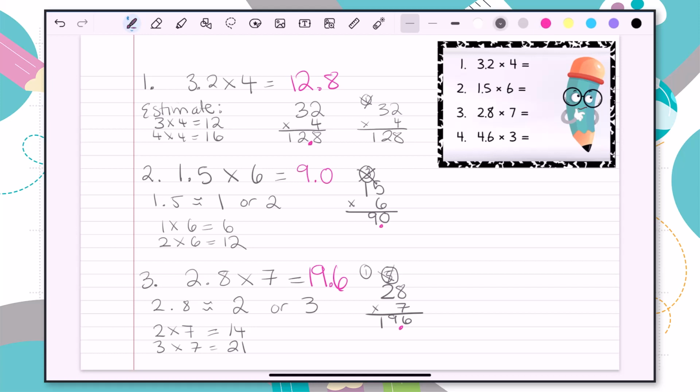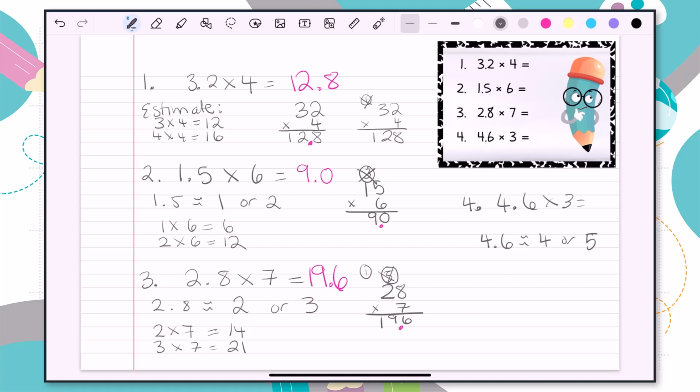All right, let's take a look at number 4, and after number 4, we'll move on to some word problems. We're going to multiply 4 and 6/10 by 3. And first we'll estimate so we know where our decimal point is going to go. 4.6 is between the whole numbers of 4 and 5.